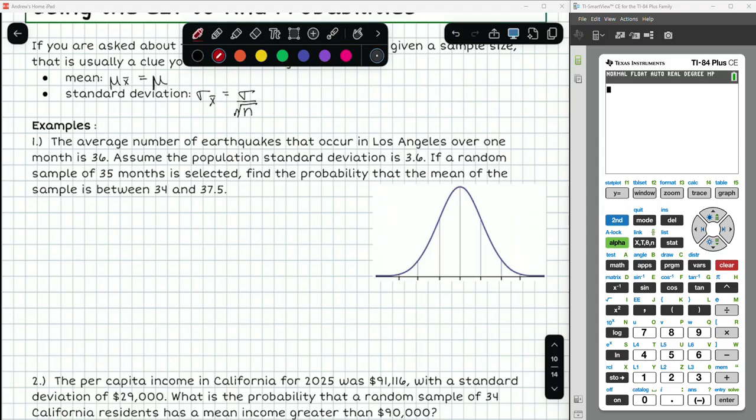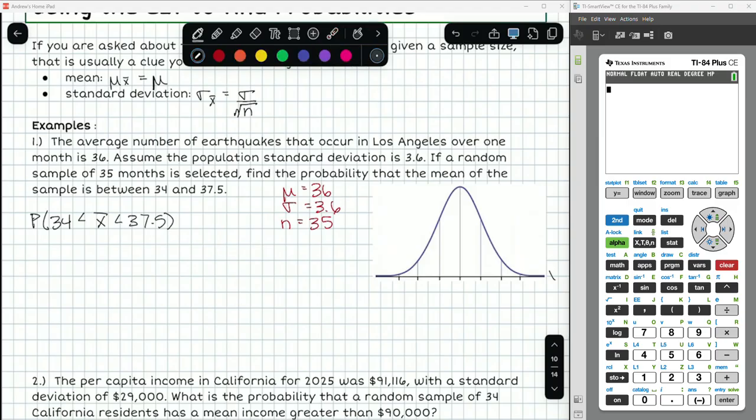So, I am given the average number of earthquakes for LA over 1 month, so I know the mean of the population is 36. I'm told the population standard deviation is 3.6. I'm told I'm collecting a random sample of 35 months. And then I want the probability that the mean of the sample is between these values. So I want the probability that the mean is between 34 and 37.5.